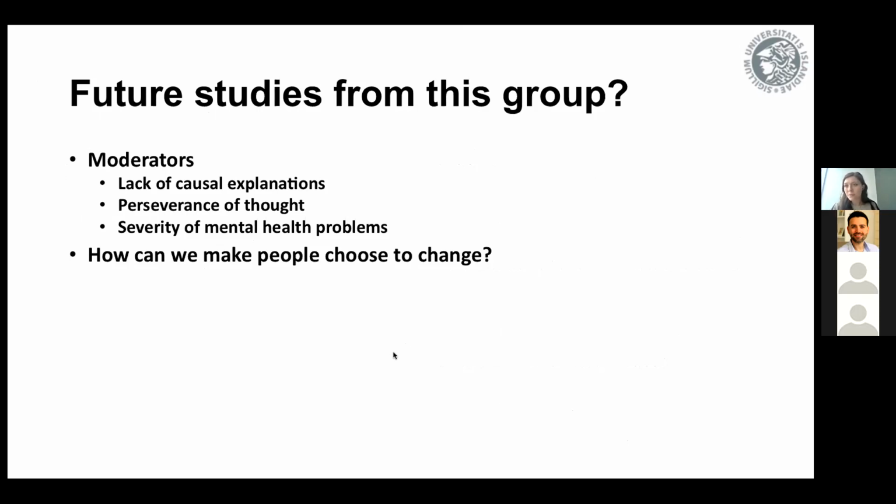So where are we going from here? We would like to evaluate possible moderators. So for example, lack of causal explanations, perseverance of thought, severity of mental health problems, and especially how we can make people choose to change. And Warren told me to round up, so I have finished.